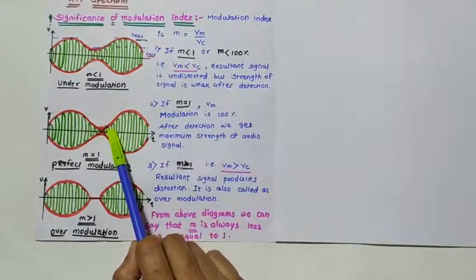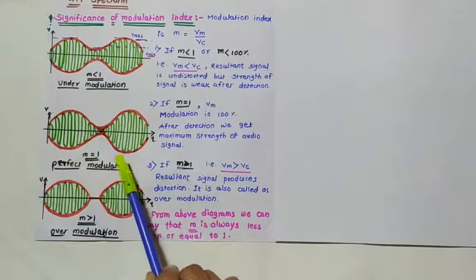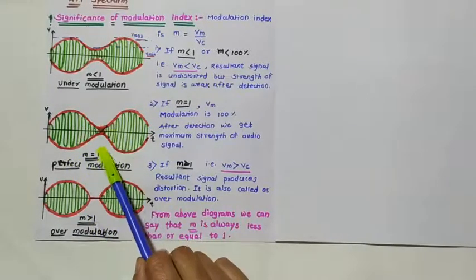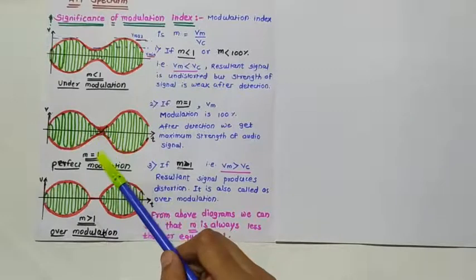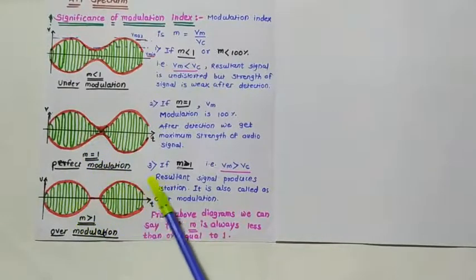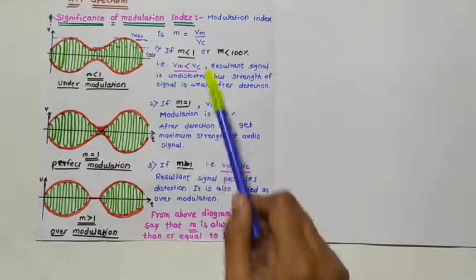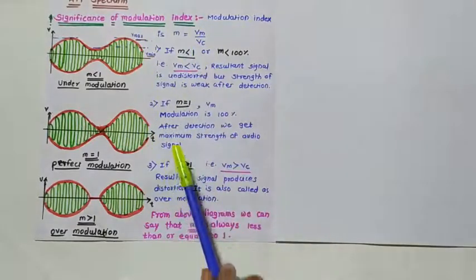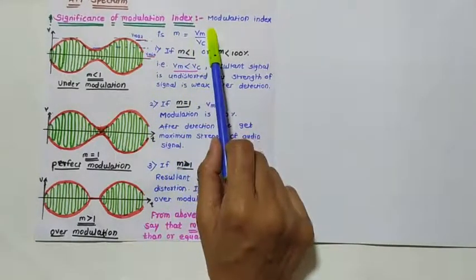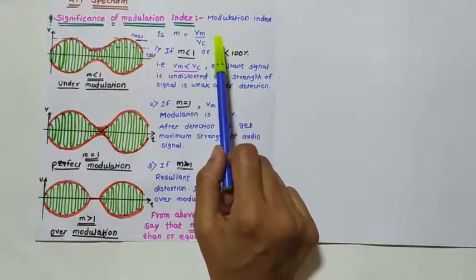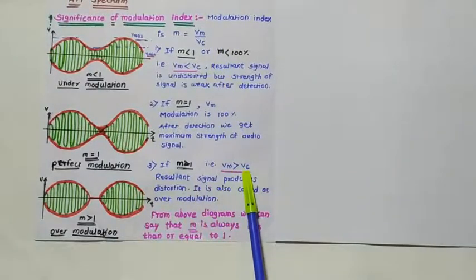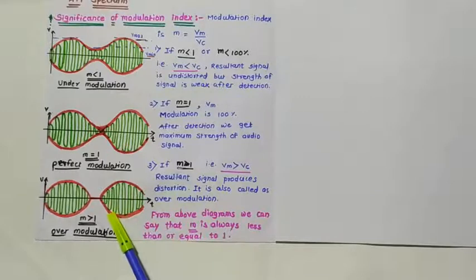So this type of modulation is called perfect modulation, meaning here m is equal to 1. Now in the third part, when m is greater than 1, if we observe this equation carefully, the term at the numerator is greater than the term at the denominator, that is, Vm is greater than Vc. Therefore the resultant signal produces distortion. It is also called overmodulation.